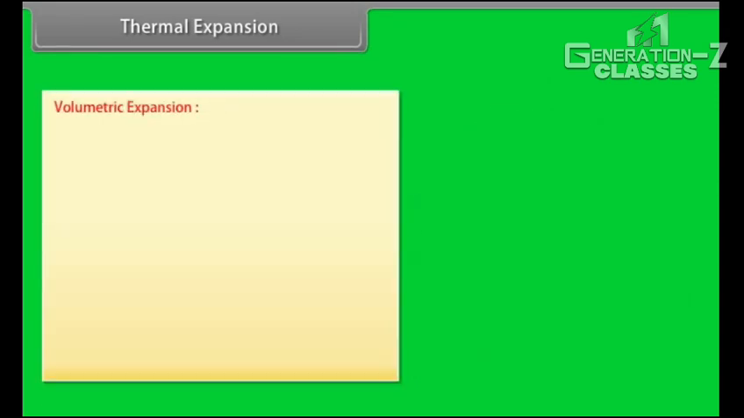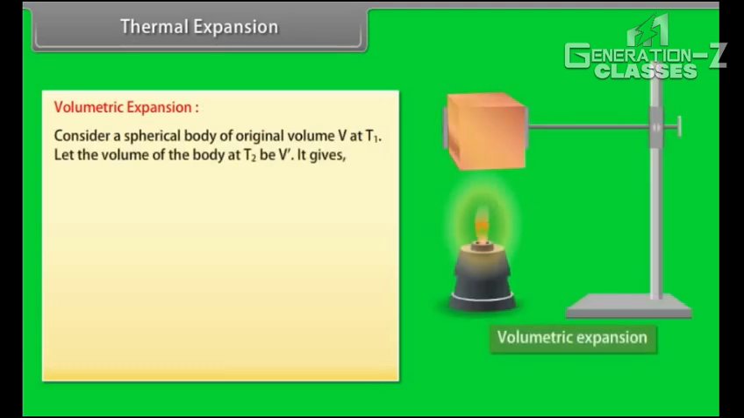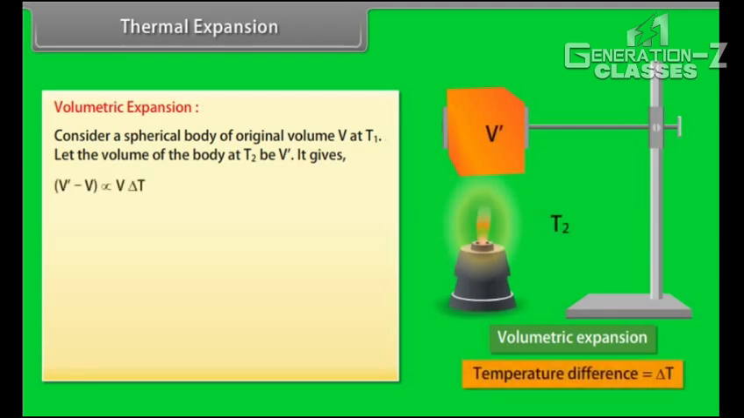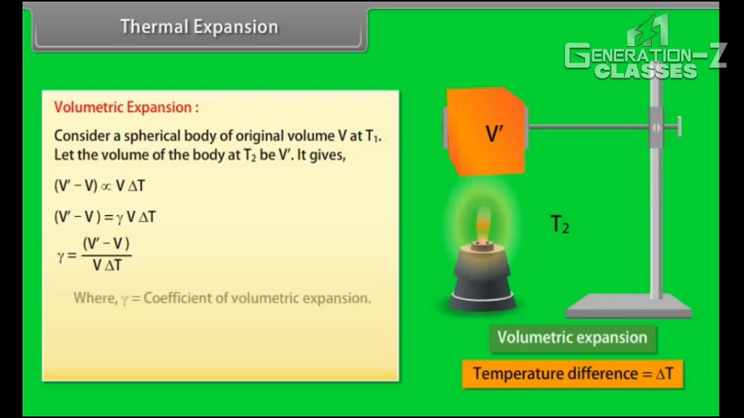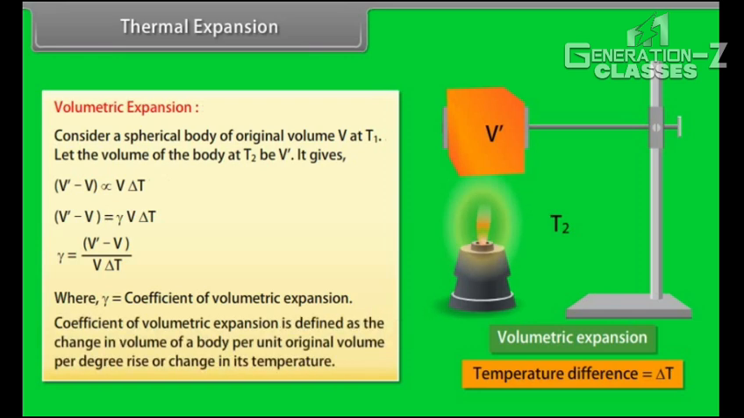Volumetric expansion. Consider a spherical body of original volume V at temperature T1. Let the volume of the body at temperature T2 be V'. It gives V' minus V is directly proportional to V delta T, or V' minus V is equal to gamma V delta T. Value of gamma is equal to (V' minus V) upon V delta T, where gamma is the coefficient of volumetric expansion. Coefficient of volumetric expansion is defined as the change in volume of a body per unit original volume per degree rise or change in its temperature.